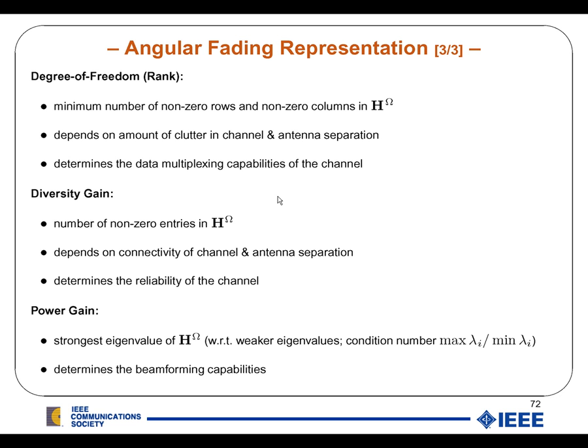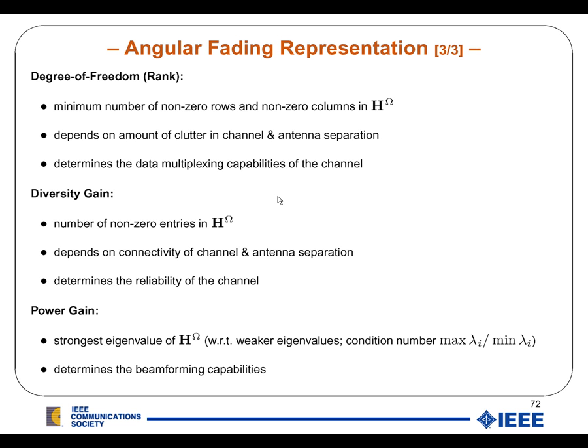If that conditioning number is very large, that means we have a strong correlation in the channel. That means that beamforming is very, very useful. If, on the other hand, the conditioning number is small, close to 1, for example, then we do know that beamforming capabilities are not very useful.